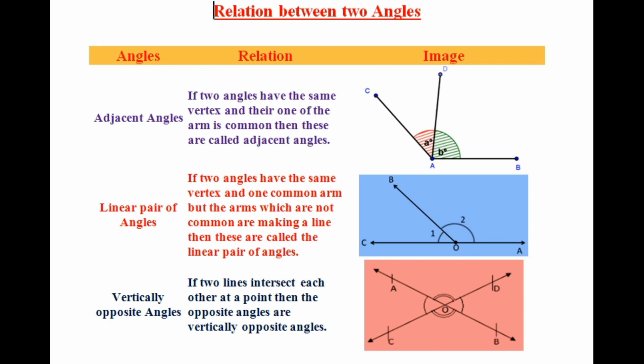Next come to vertically opposite angles. If two lines intersect each other at a point, then the opposite angles are vertically opposite angles. You see two lines, AB and CD, intersecting at one point, O. Clear? There it forms four angles. But you take opposite angles. Here you have two pairs of opposite angles. Clear? They are always equal. They are called vertically opposite angles. So vertically opposite angles are equal. You might have studied this in lower classes also. Vertically opposite angles are equal. Okay.